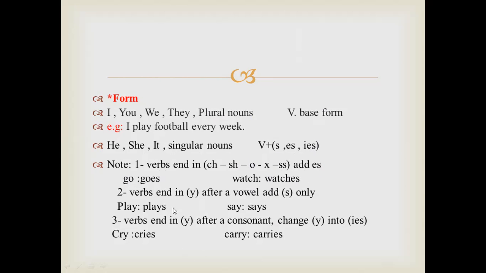What about the verbs which end with y? If the verb ends with y, like here, the verb play, and I have a vowel before y, I have to put just s. But what about a verb like cry, or carry? Do I have to put s? No, because here I have a consonant before the last letter, which is y. I have to cancel the y and put ies. So remember, if you have a vowel like in the verb play, I just put s, but if I have a consonant like here or here, I have to cancel the y and put ies.